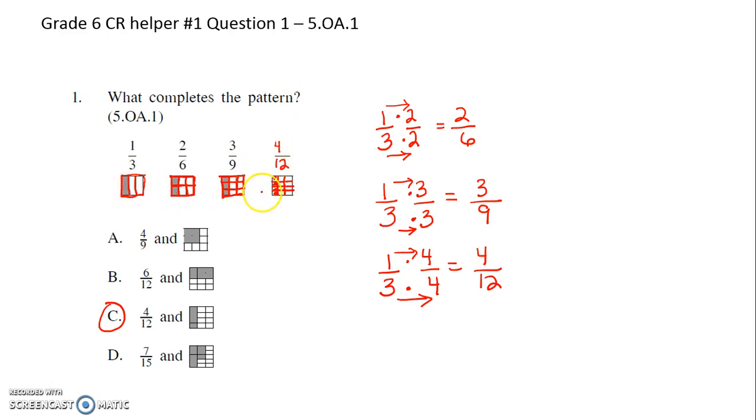So this is just picture-wise what it looks like, and these are the fractions. I hope that helps. I hope it maybe gave you a hint about how to go about the one on your actual CR.